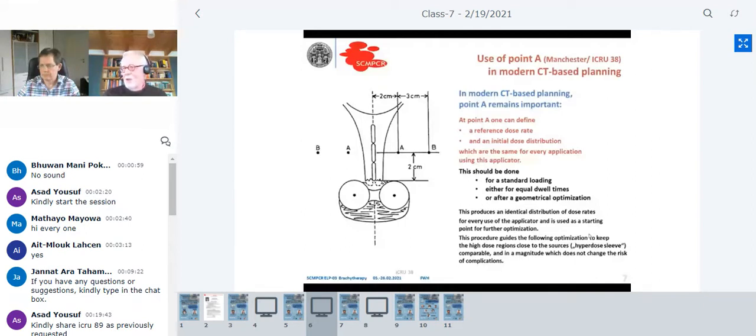And this procedure is intended to guide the optimization that we do later on, so that it keeps the high dose regions close to the sources, the hyperdose sleeve, so it keeps this comparable and in a magnitude which does not change the risk of complications. And we can see this because this kind of shaping should deliver a similar outcome for similar applications.